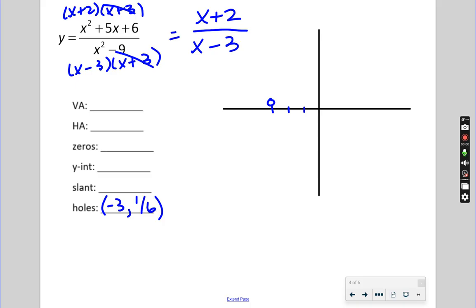Please ignore this. This is where people make a mistake: they'll say, okay, there's vertical asymptotes at 3 and -3. There's not one at -3. There's a hole there. So x equals 3 is our vertical asymptote. What about horizontal? Top heavy, bottom heavy, or equal? Equal. So where is it? Y equals 1.